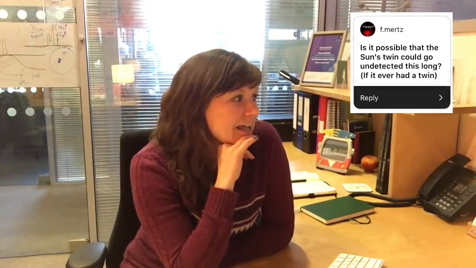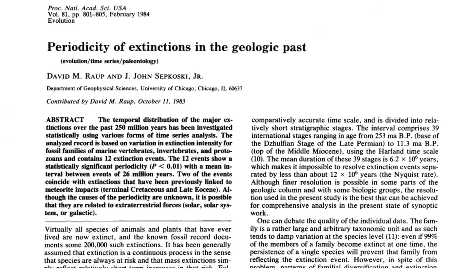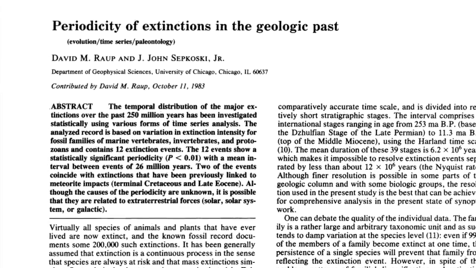All right, then F. Mertz asked, is it possible that the sun's twin could go undetected this long, if it ever had a twin? Now, for those of you who are like, what are you talking about? There is a hypothetical star called Nemesis. It's a brown dwarf star that's been theorized to be in a binary system with the sun, i.e. the two of them are sort of orbiting around a common center of mass. Now, this was first proposed in the 80s because geologists found a pattern in the fossil record of mass extinctions every 26 million years or so. And they theorized that it could be because of this binary system.